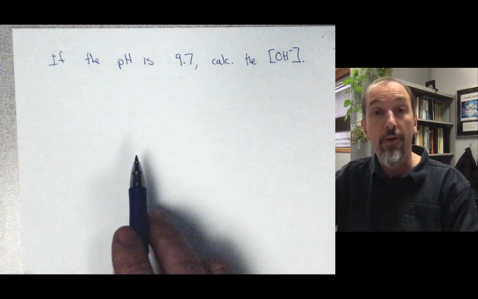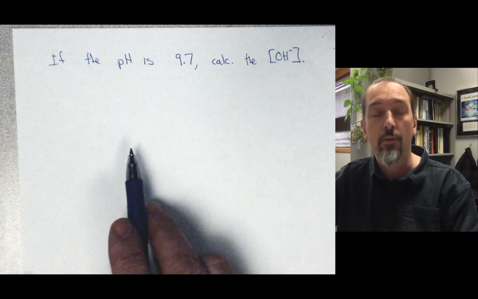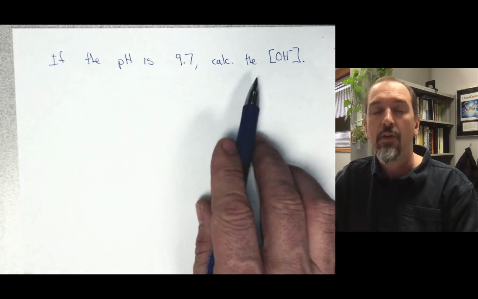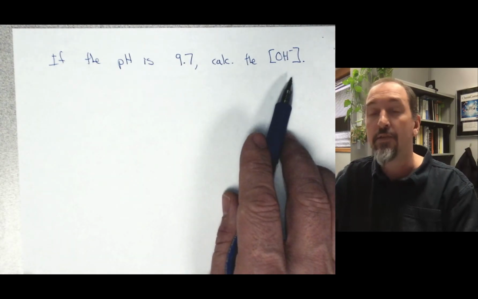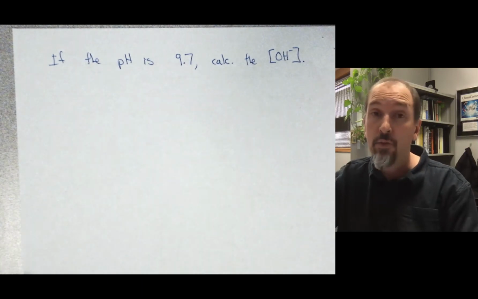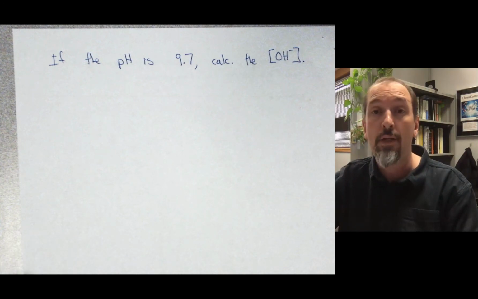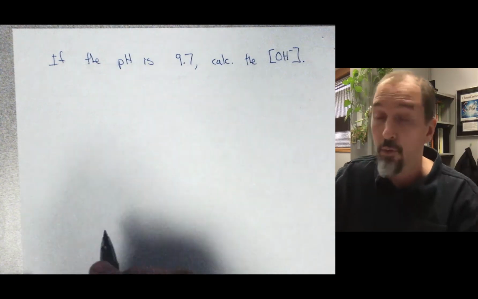So here's our first question that I want to work on with our new, more advanced equations. If the pH of a solution is 9.7, calculate the hydroxide ion concentration. Now, since we've learned these new equations, there's multiple ways to approach this. And so there isn't exactly one right way to do it. You could do it a couple different ways.